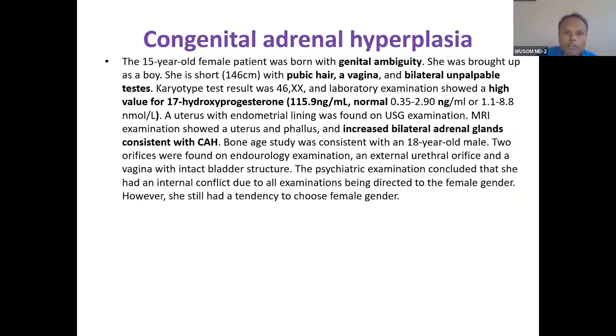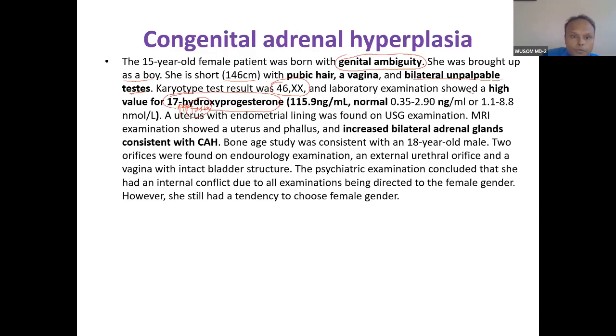So a 15-year-old female patient was born with genital ambiguity. She was brought up as a boy. She is 146 centimeter in height, with pubic hair, vagina, and bilateral unpalpable testes. Unpalpable testes, very important. Karyotype is female karyotype. Laboratory examination showed a high value of 17-hydroxyprogesterone. Okay, so whenever you see this, just remember this is sex corticoid, related to testosterone. So testosterone is high.